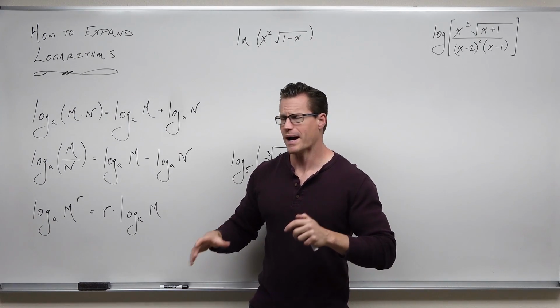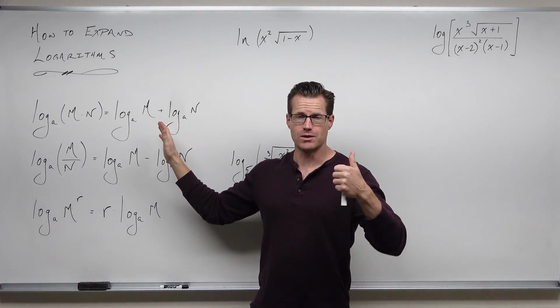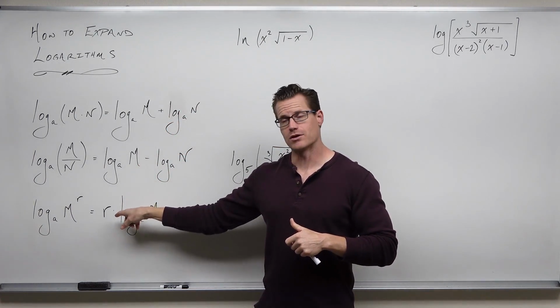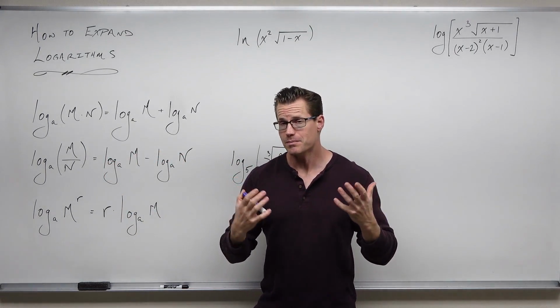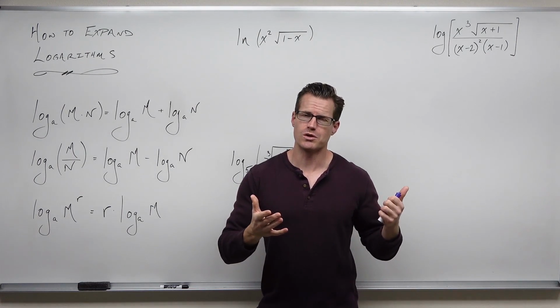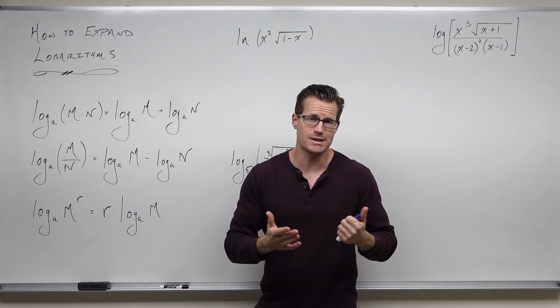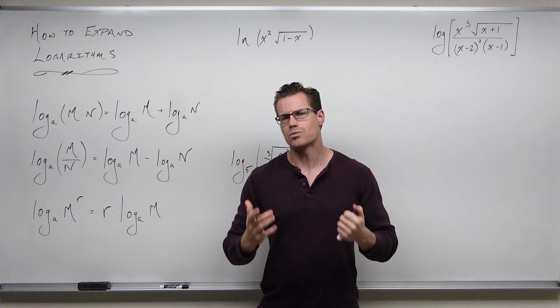In the next video, we'll go backwards. We'll take logarithms that are added or subtracted or have a coefficient and change them into more condensed versions of the same thing. They do mean the same thing. We're just using properties to show them a little bit differently because it benefits us on certain occasions. So let's get right to it.